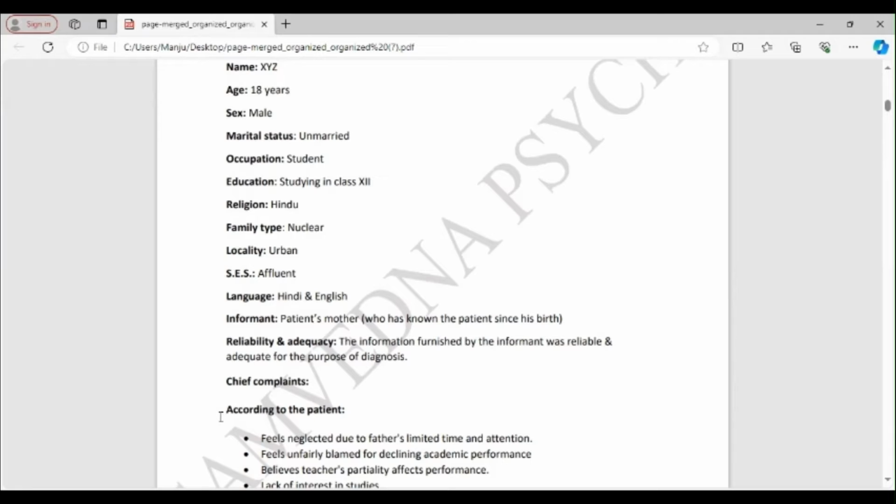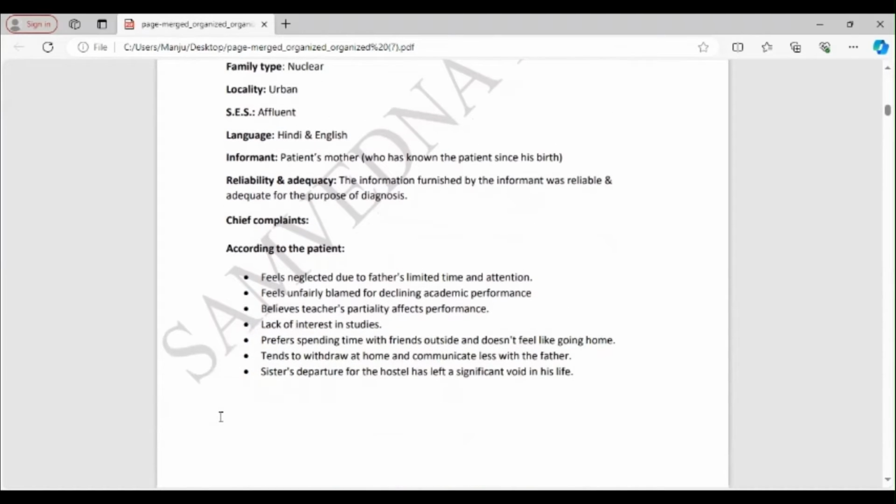Reliability and adequacy of the information is seen, how reliable or adequate it is for the purpose of diagnosis. Chief complaints or major problems according to the patient are noted down.